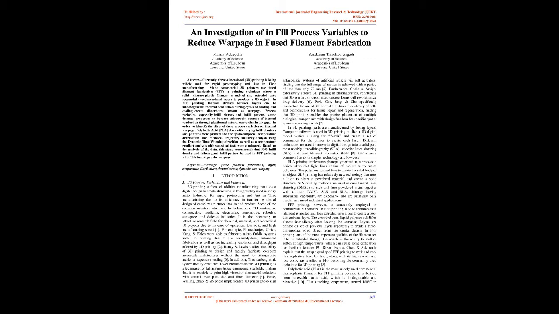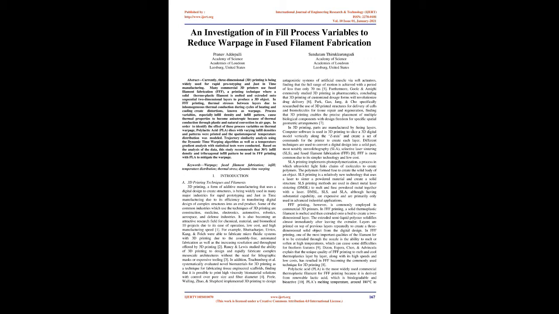7. In 3D printing, parts are manufactured by fusing layers. Computer software is used in 3D printing to slice a 3D digital model vertically along the z-axis and create a set of commands for the printer to create each layer. Different techniques are used to convert a digital design into a solid part, most notably stereolithography (SLA), selective laser sintering (SLS), and fused filament fabrication (FFF). 8. FFF is more common due to its simpler technology and low cost.